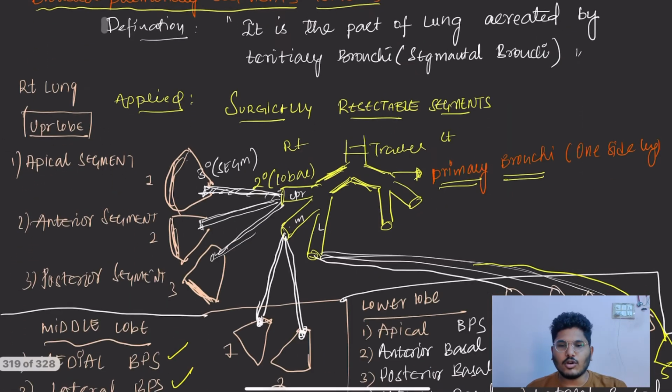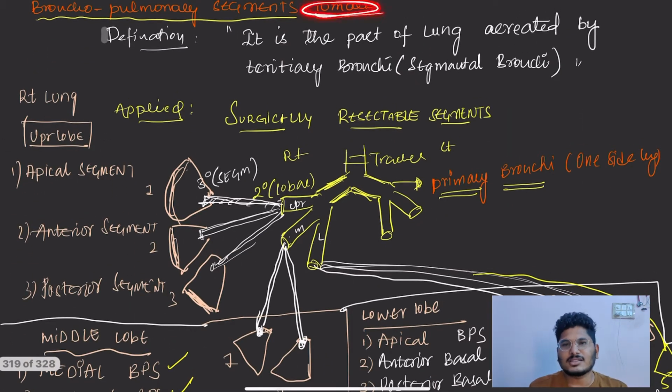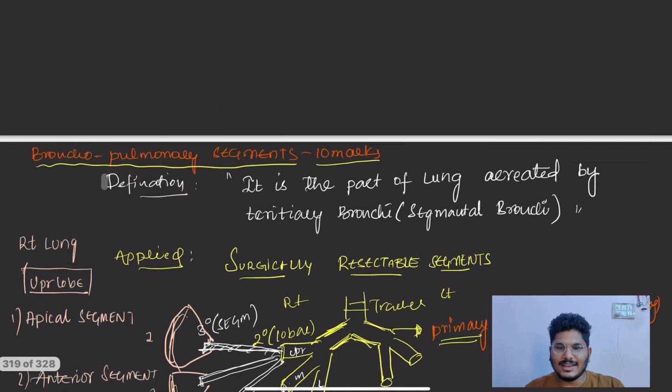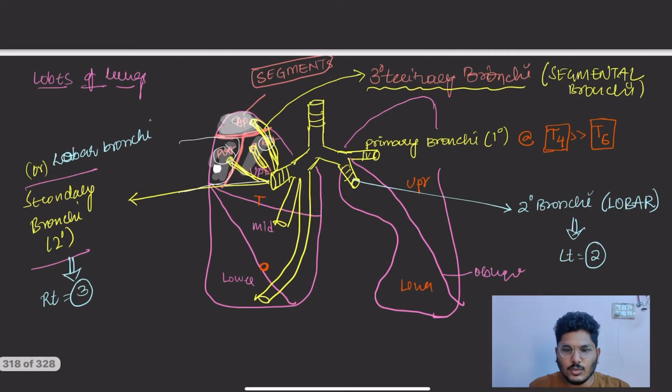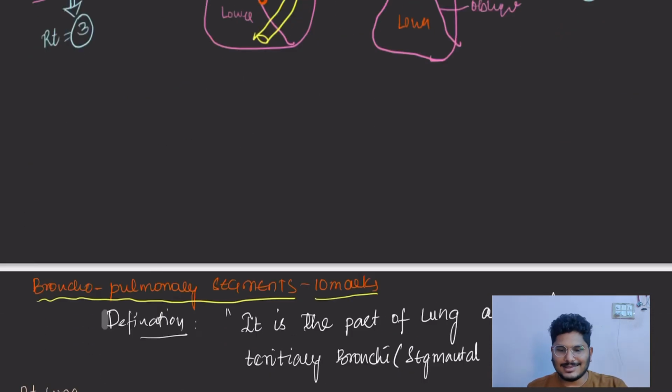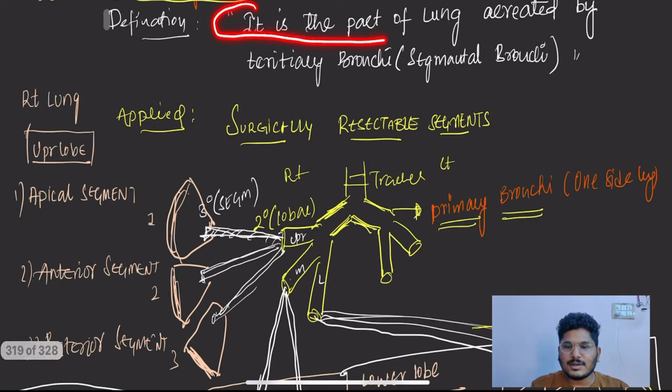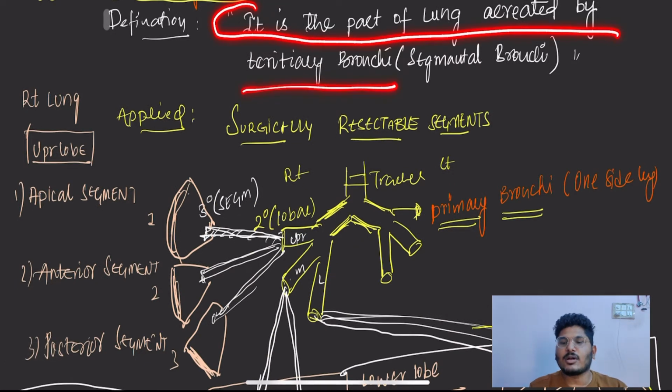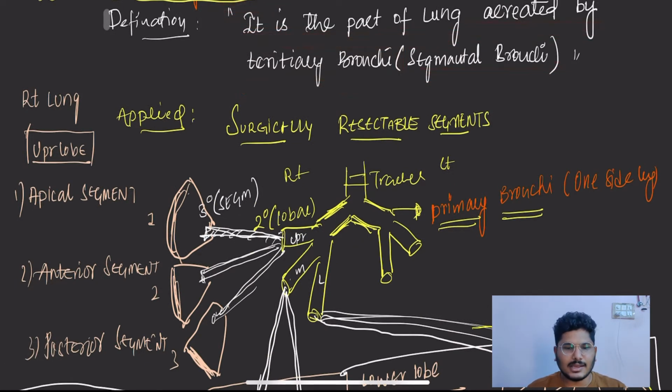Now regarding the bronchopulmonary segments, which is an important 10 marks question too in first MBBS. What is the definition? We can define it as the lung tissue which is aerated by which bronchi? Tertiary bronchi. As simple as that. So a bronchopulmonary segment is a part of lung which is aerated by tertiary bronchi, otherwise called segmental bronchi. That's it.